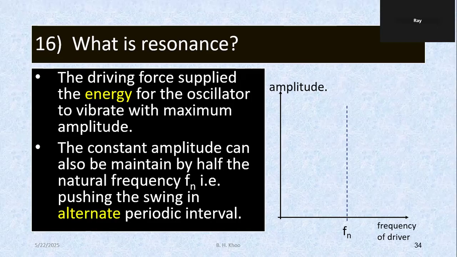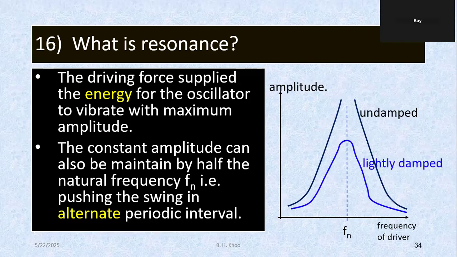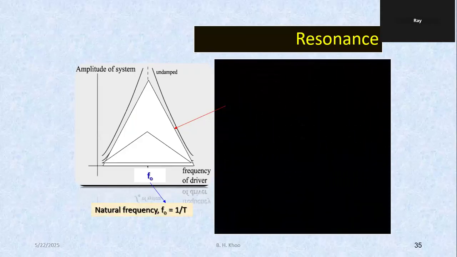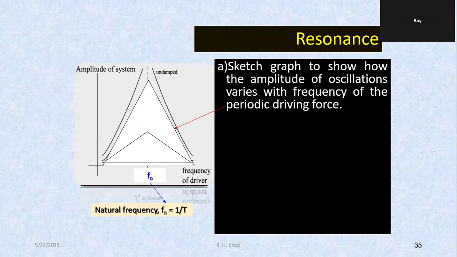So how does the graph of amplitude against frequency look like? Without damping, it will be very large. Undamped. Light damping. This is heavy damping. Stop me if I'm going too fast. f naught is the natural frequency. You can obtain it by determining the period of oscillation, one over the period. Sketch the graph to show how the amplitude of oscillation varies with frequency of the periodic driving force. That's slightly damped.